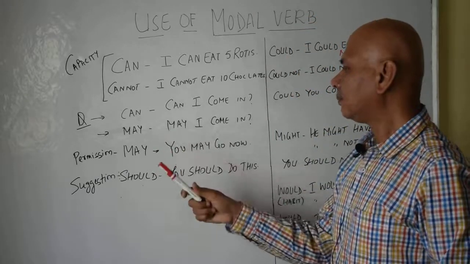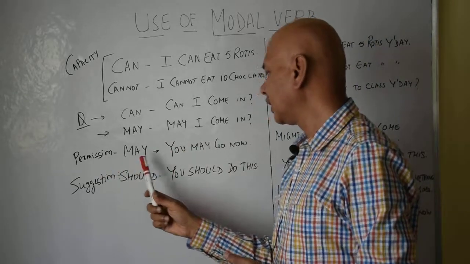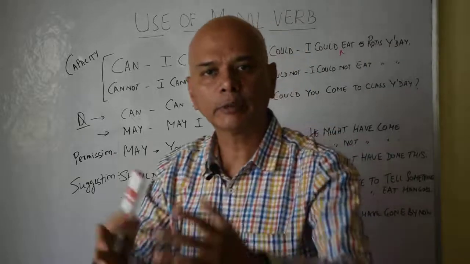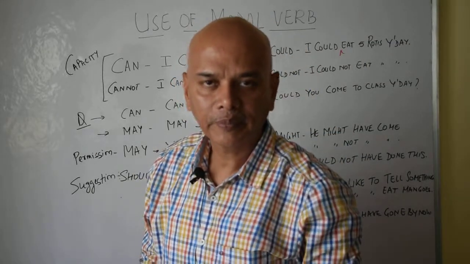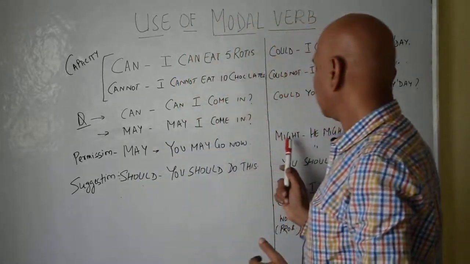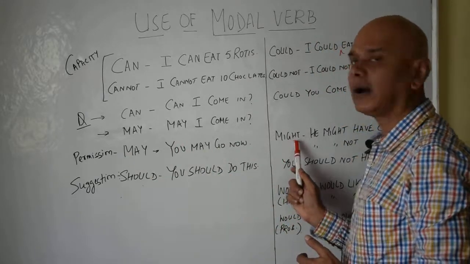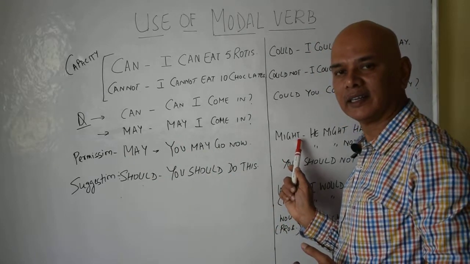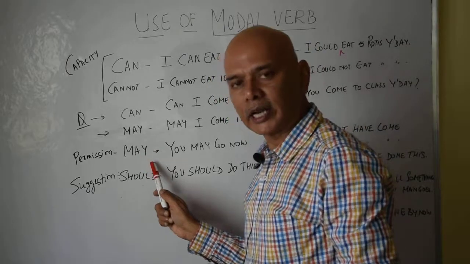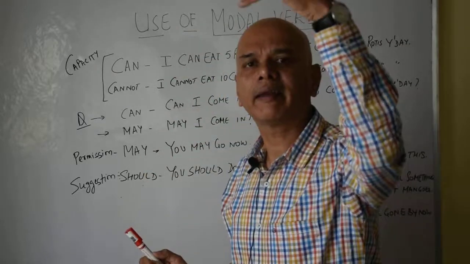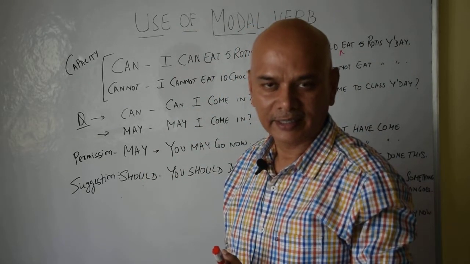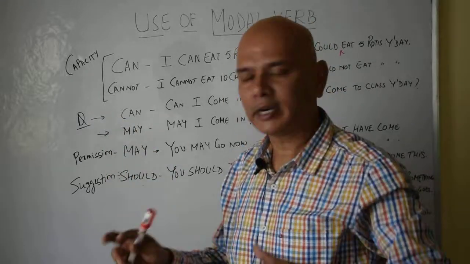Right? The other form of permission is you may go now. I can give you the permission. You may go now. Right? The past equivalent of may is might. One more example of may you can give. It may rain. There is a likelihood. So it is a possibility, you can use may also.